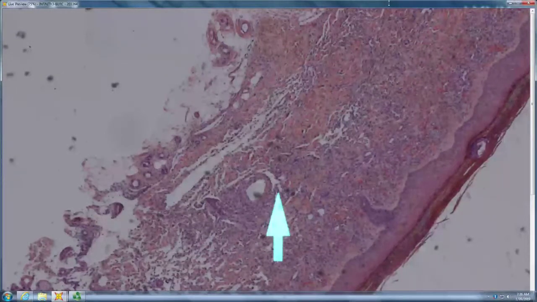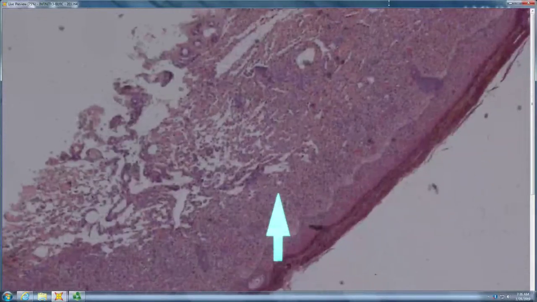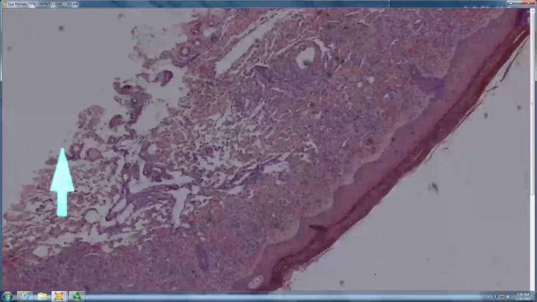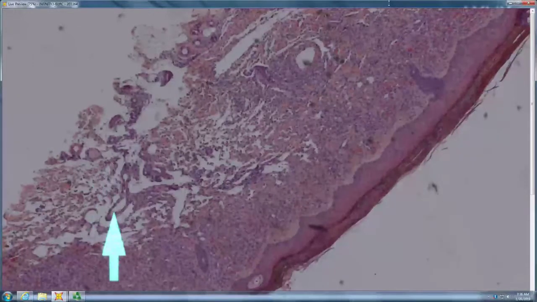And you have areas that look kind of angiosarcoma-like between the collagen, but this is a special type of angiosarcoma that tends to wrap around and around pre-existing structures, and that is what? Okay. Kaposi's sarcoma.